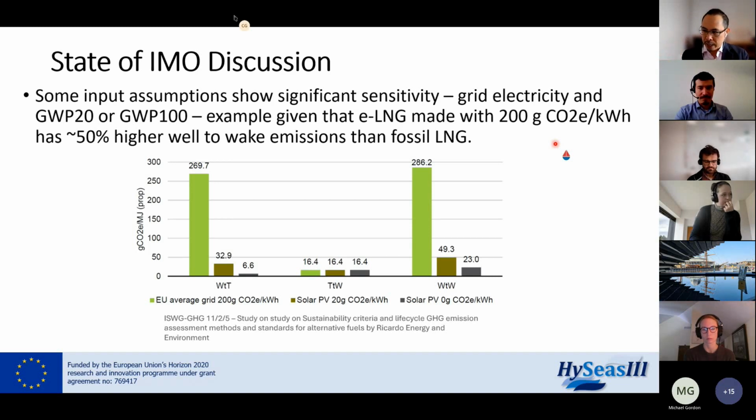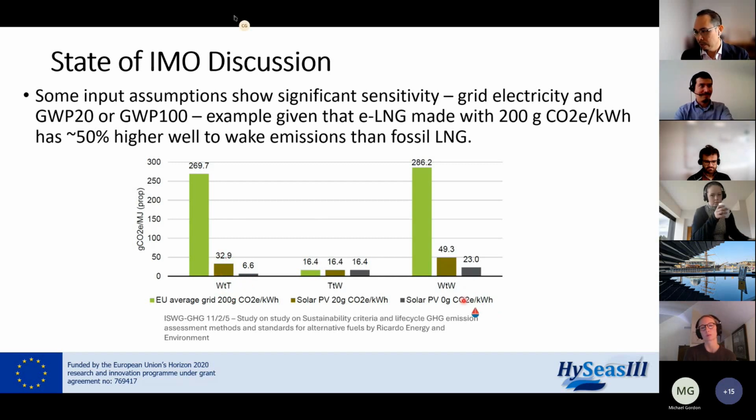Now, the other one is the grid electricity. The assumption here is if we used an EU average grid carbon intensity of 200 grams CO2 equivalent per kilowatt hour, you'd end up with this sort of emission level, in grams CO2 equivalent per megajoule. If you assumed a grid that was mostly driven by solar PV, perhaps in a desert or somewhere, with 20 grams, so basically a tenth of the carbon intensity per kilowatt hour, then you would have a substantially lower value.